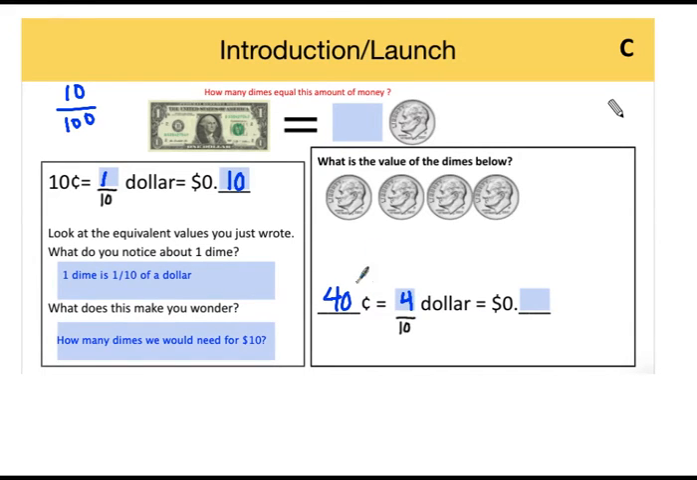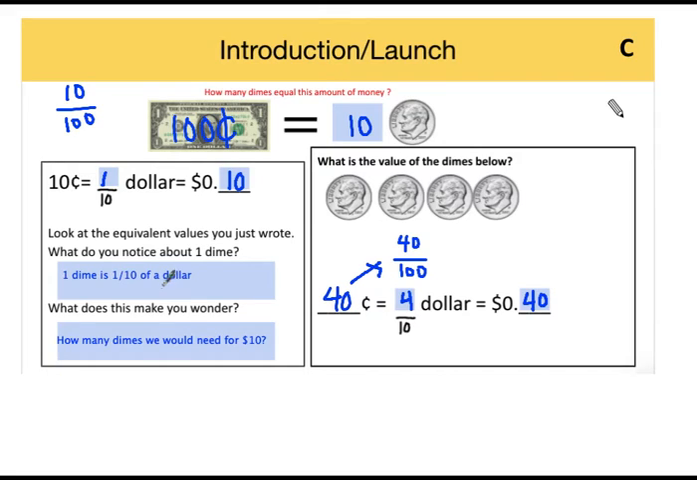If we wrote this as a fraction, which is what I would recommend, it would be 40 cents out of 100 cents that we need to make a dollar. And again, 40 hundredths and 4/10 is equivalent. Again, we would write it as 0.40 to show the 40 hundredths. And we would need how many dimes to make a dollar? We would need 10 dimes to make that dollar. Right? Because we're trying to get to 100 cents. A dollar is worth 100 cents.